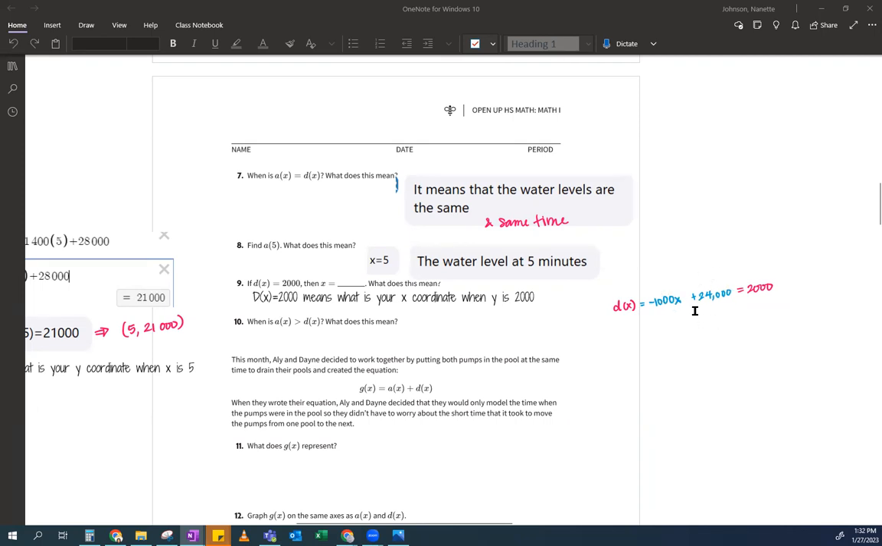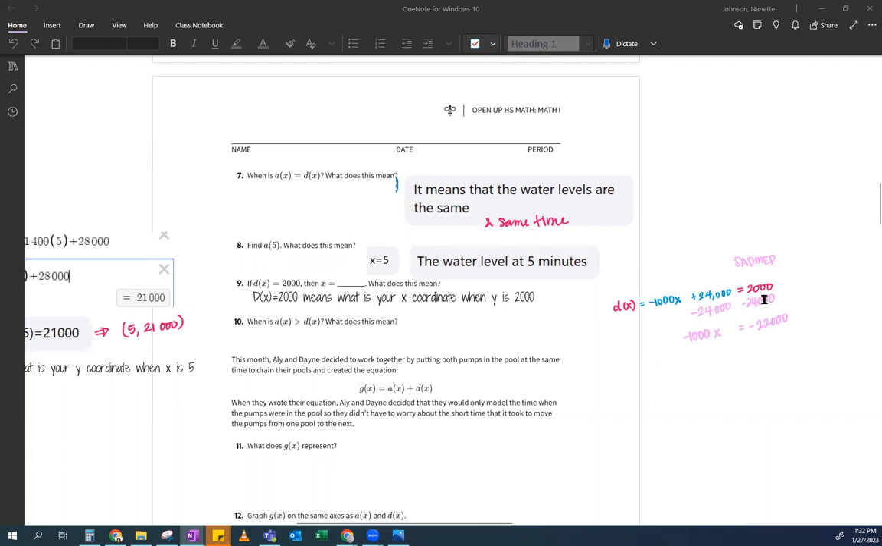So how do you get rid of plus 24,000? You subtract 24,000, right? So then this is negative 22,000 equals negative 1,000x. Okay, so I did subtraction and addition.